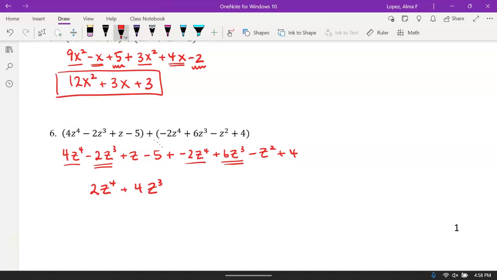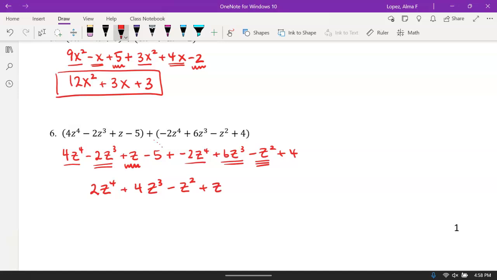Now, in looking to see which ones come next, I've got one 2nd degree term over here. So I'm going to mark him. But there aren't any others. That's okay. That just makes it easier. You don't have to combine it with anything. Next, we'll take our z term. There's only one of those, so that one would go next.